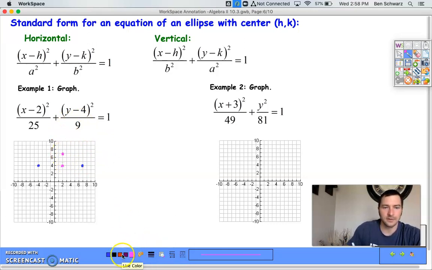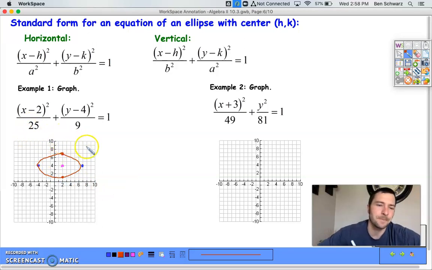Oops, I should use a different color there. Up 3 from the center, and down 3 from the center. So again, I apologize, my ellipse is probably going to look really gross. Oops, kind of missed that point, but you get what I'm doing here.